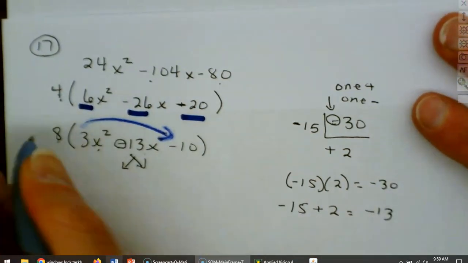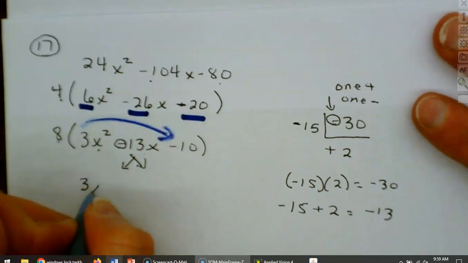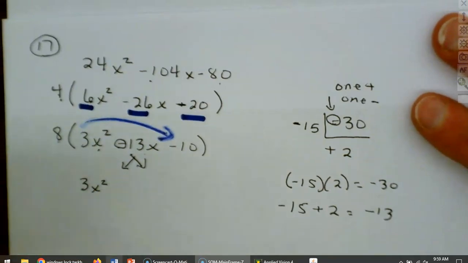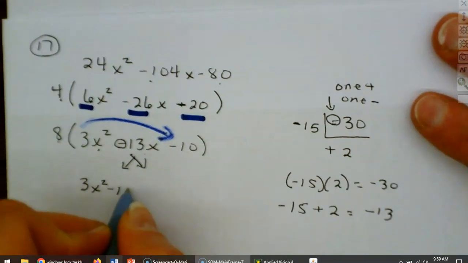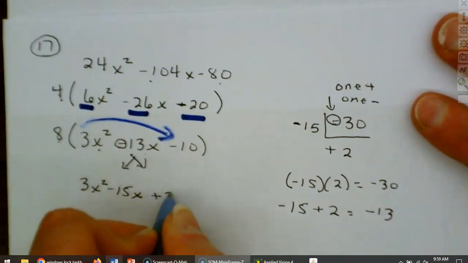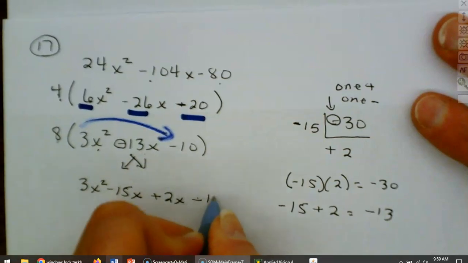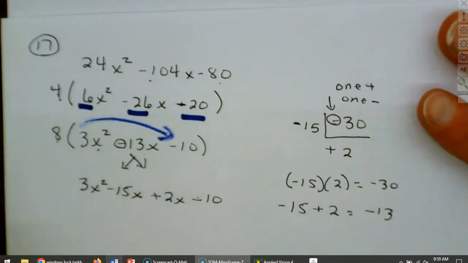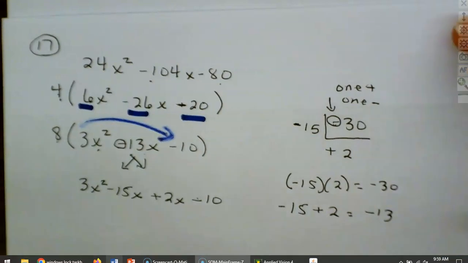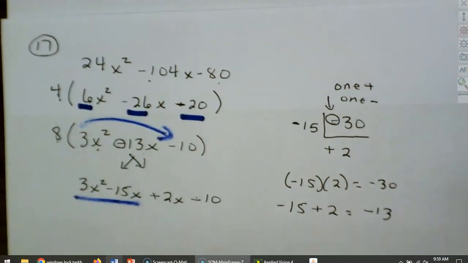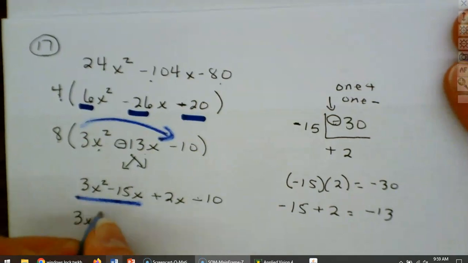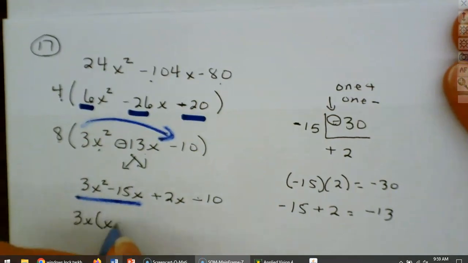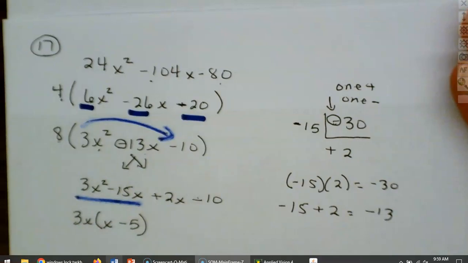Now we split up the middle. Why do we have to do that? Because of the 3 here. So that is 3x squared. And then we've got a minus 15x, a positive 2x, and a minus 10. What can I factor out of here? Well, the first two pieces. These are going to have a 3 in common. So we'll take out a 3x, and that leaves you with an x minus 5.